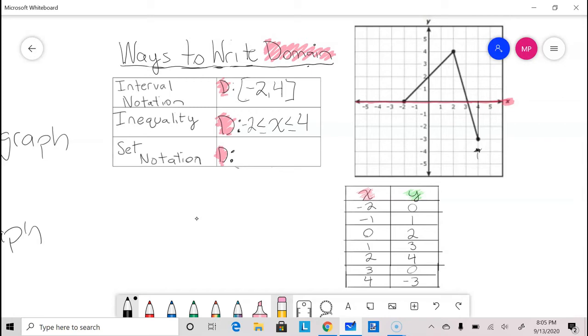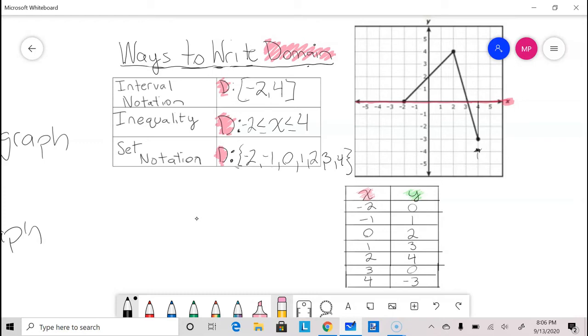So for our domain, remember that's x, we list out all the values from least to greatest. So we find the smallest number, so the smallest is -2, and then we're just going to go up, so -1, 0, +1, 2, 3, and 4. So all we have to do for set notation is just list off the values.